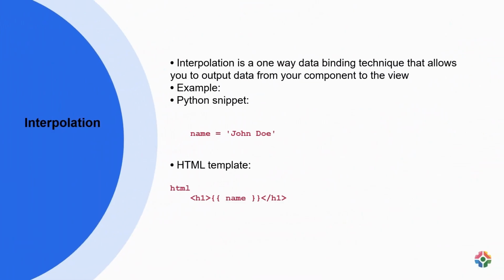Interpolation in web development is a data binding technique that outputs component data in the view. In this technique, placeholders in the template are replaced with component data dynamically. For instance, in a Python script where the variable name is assigned the value John Doe, this data can be displayed in an HTML template using double curly braces like h1 name h1, where the variable name is interpolated into the HTML output.